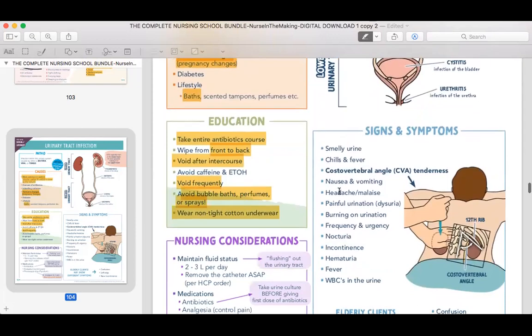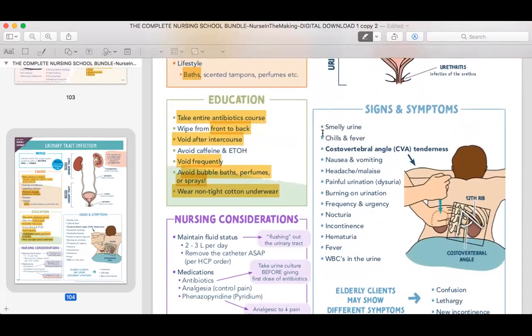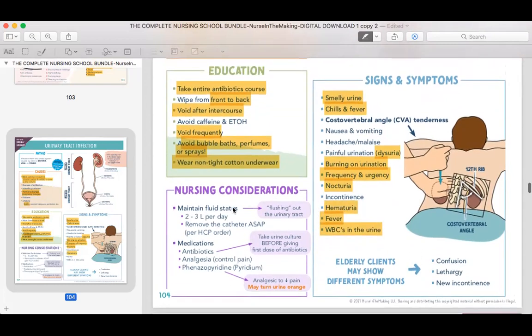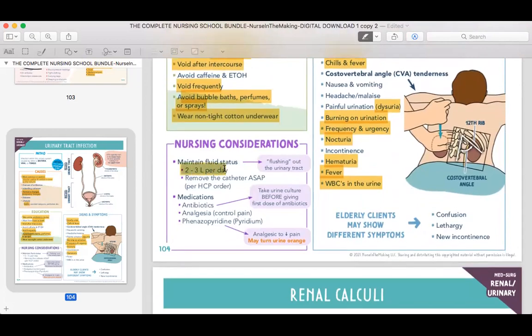It's important to know the signs and symptoms. You get fever, obviously, because you have bacteria, which leads to an increase in WBCs. Dysuria, which is pain while urinating. Smelly urine, for sure. Nocturia, urgency and frequency show up on ATI. Burning on urination shows up on ATI. Hematuria, and obviously fever and WBCs go along with it because they're going to be elevated. So that does show up on ATI. You want to make sure you're drinking 2 to 3 liters per day. Your antibiotics, right?